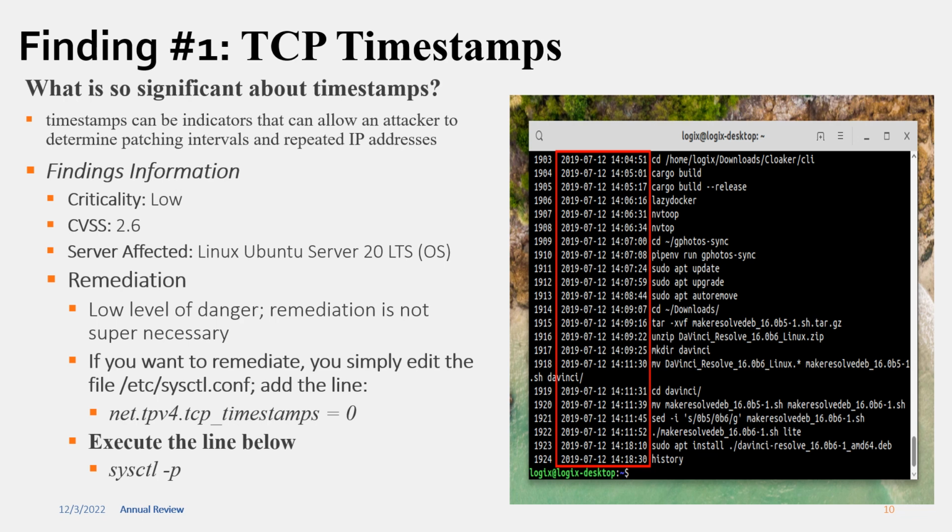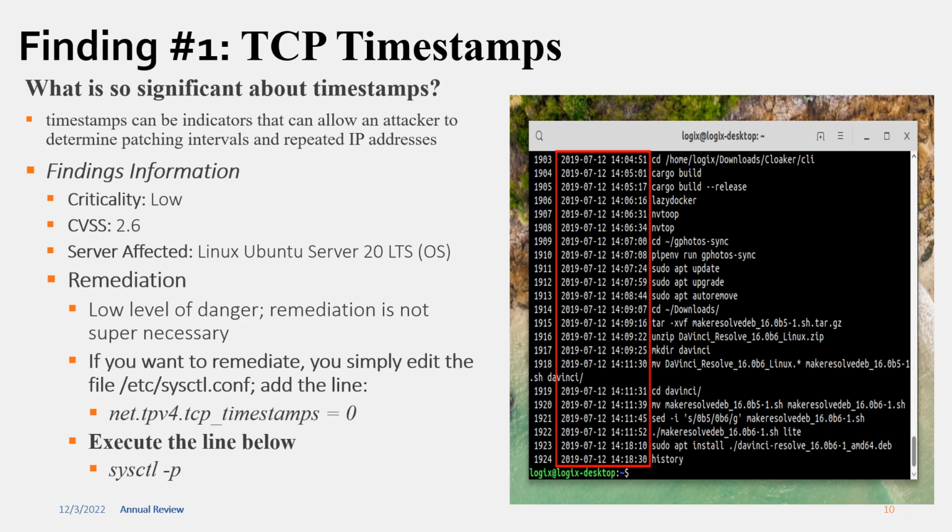Findings. The first finding was the TCP timestamps, and basically they describe when a service was rendered or a command was placed. And the reason why these timestamps are so significant is because they can be indicators that can allow attackers to discover any patterns. Patterns in intervals when patches are installed or when IP addresses are repeated.